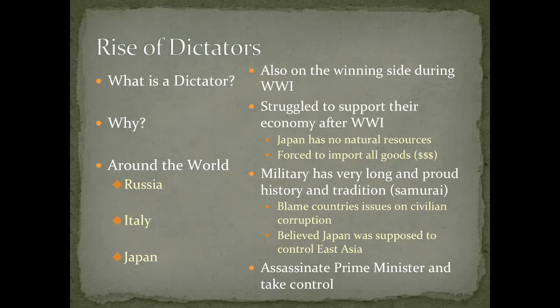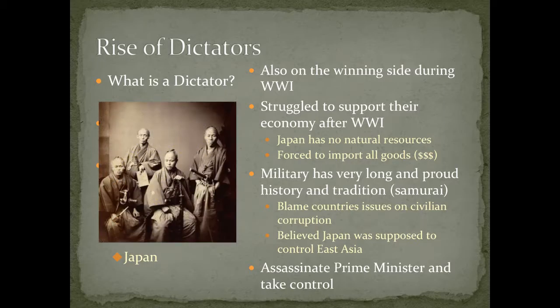And for those of you who don't know, Japan has always had a very long and proud history and tradition that was generally paid for by samurai, this warrior group that ran Japan for hundreds and thousands of years. And this group, while they didn't really exist anymore, their descendants still existed. And these descendants began to blame their country's issues on civilian corruption, on the businessmen, on bending to the white man, as they want to say.